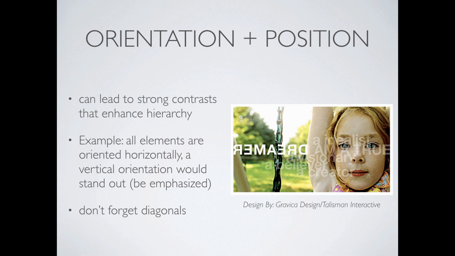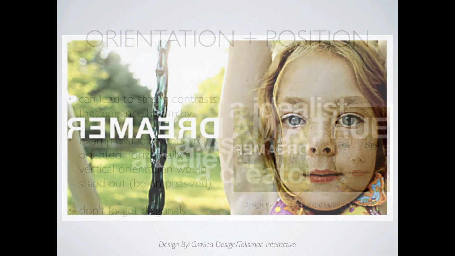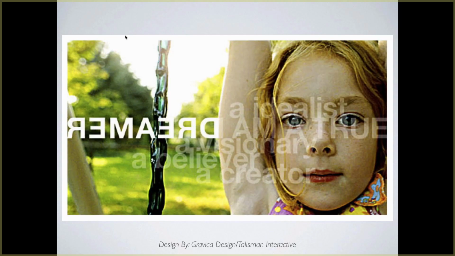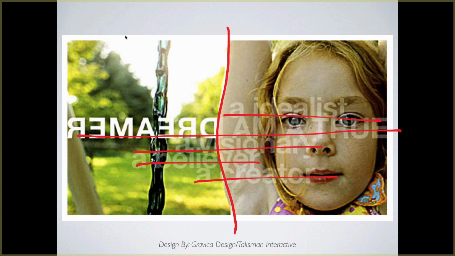Orientation and position. Depending on how you orient and position your elements, you can create a strong hierarchy, or a strong contrast that can enhance your hierarchy. I'm going to blow this one up in just a second here. But essentially, on this particular example, all the primary elements are running horizontal. There's all the text. There, there, there, there. The photographic background gives us this wonderful line right there. That's a vertical contrast to all the horizontal, and that then becomes the focal point.